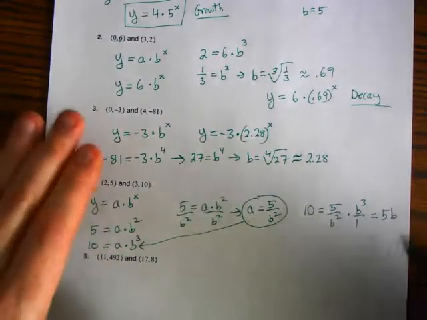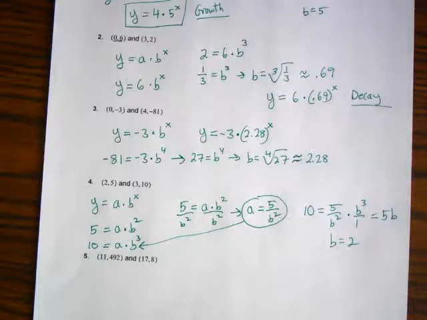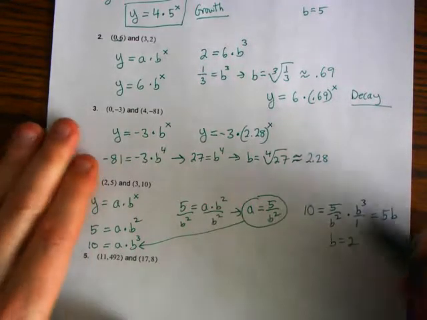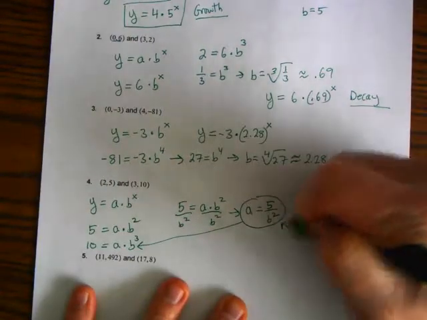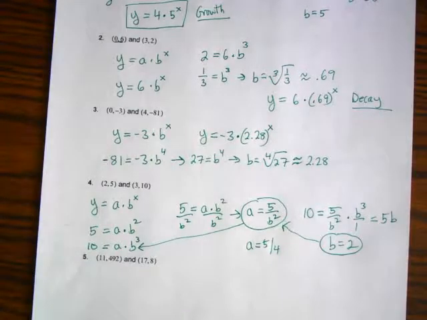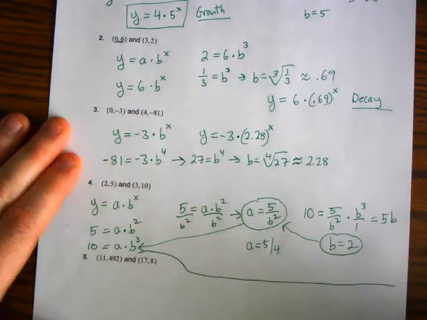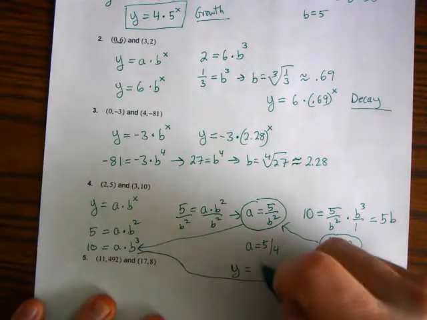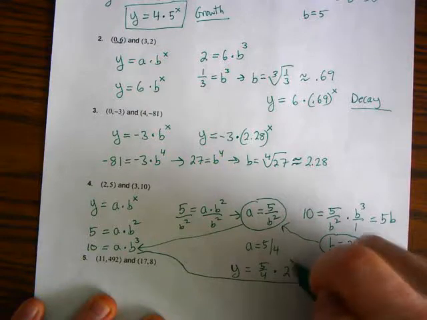And then it's very easy to get the b all by itself. B turns out to be the number 2. Finally, I need to know the a number. To find the a number, I take that b number and I plug it in right there. A is 5/4. Final answer for this one is, I'm going to do this to leave myself some space, y equals 5/4 times 2 to the x.